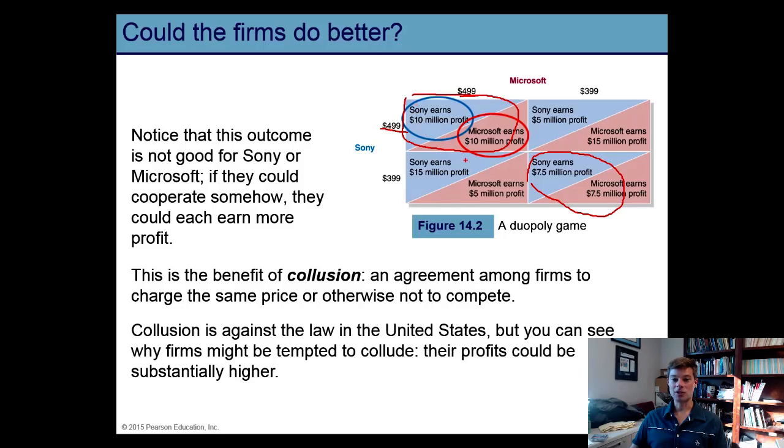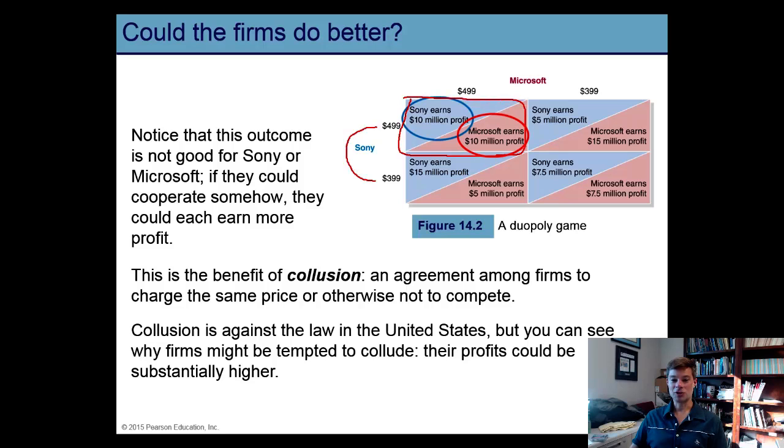This may raise the question of why don't the firms collude? That means form an agreement not to compete with low prices, instead to charge the same higher price in this example in order to increase profits. Collusion is against the law in the United States, but it's tempting to collude because firms can raise their profits by agreeing to charge higher prices. This is difficult to achieve in the real world, however, because in this upper left-hand box, both firms have an incentive to cheat.